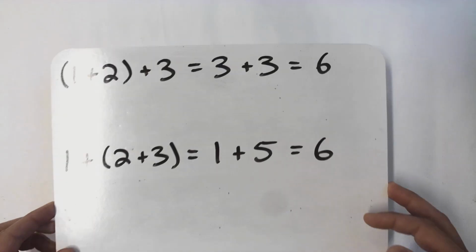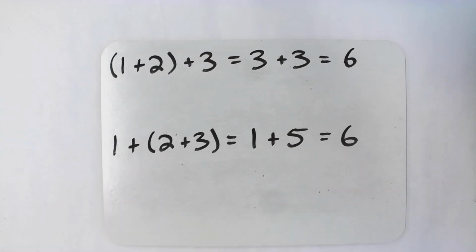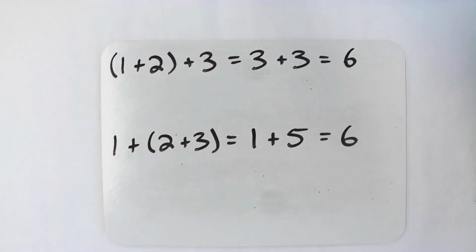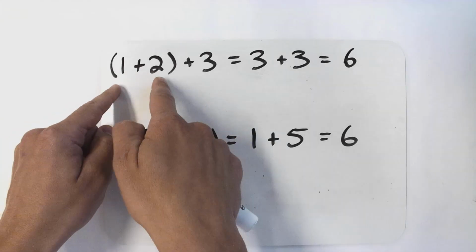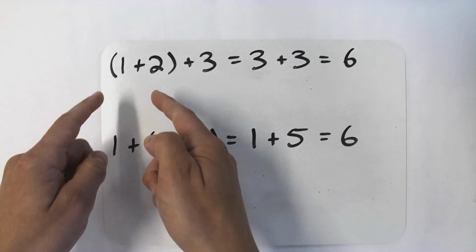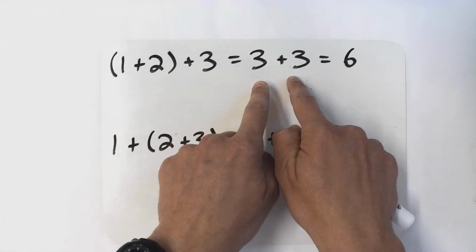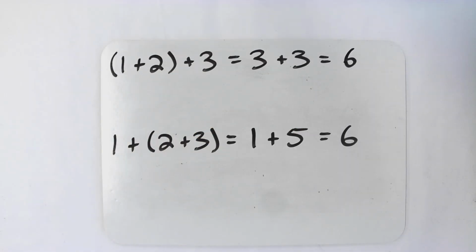And then our abstract model is going to be actually written out equations. So again, these parentheses, those are our grouping symbols. That's telling us this is where we're going to start. This is our first move. So in that concrete model and the representational model, for this option, I added the 1 and the 2 together first. That created the situation of 3 plus 3. Then I added those together to get 6.